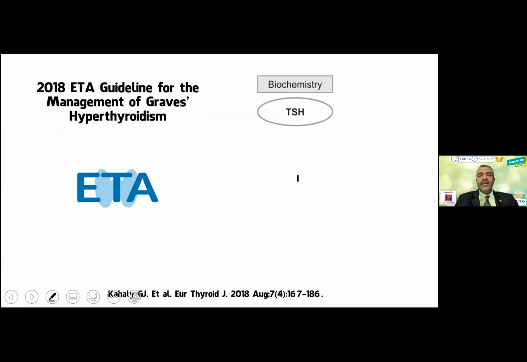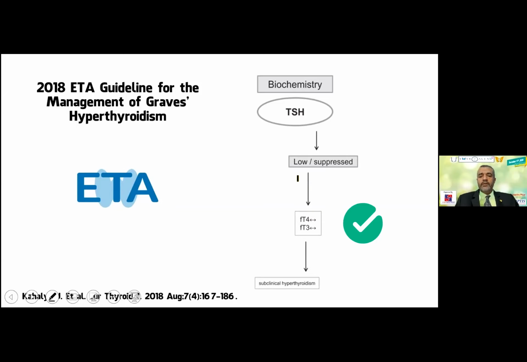What should be done in such a patient? According to the 2018 European Thyroid Association guidelines for the management of Graves' hyperthyroidism, you should start with the TSH. If the TSH is normal, this confirms euthyroidism. If the TSH is low or suppressed with a normal free T3 and a normal free T4, this would be classified as subclinical hyperthyroidism. And this is the picture of our patient.